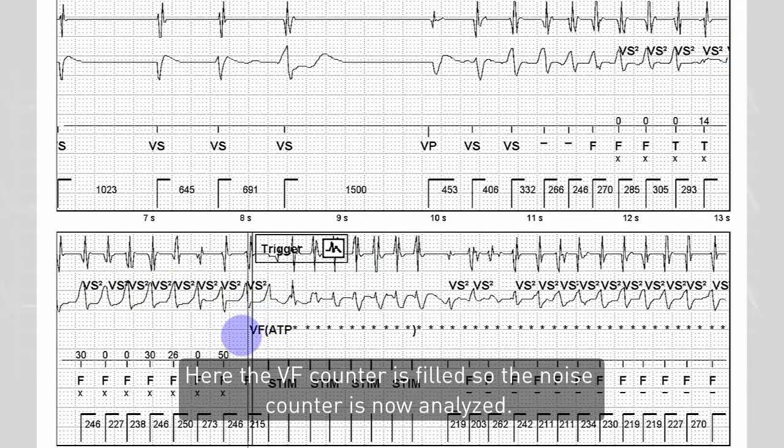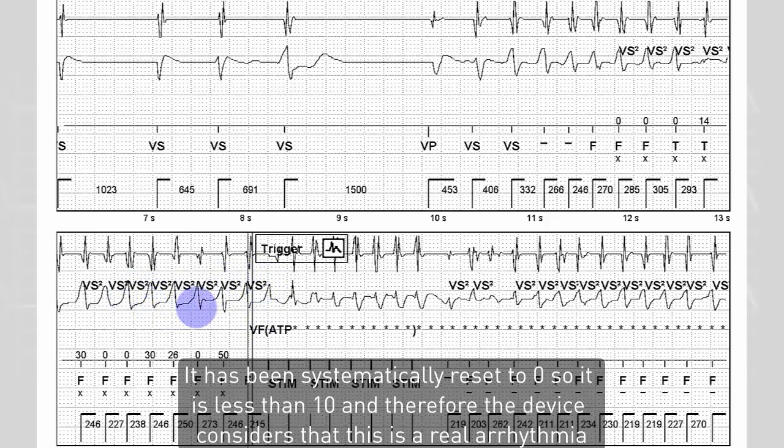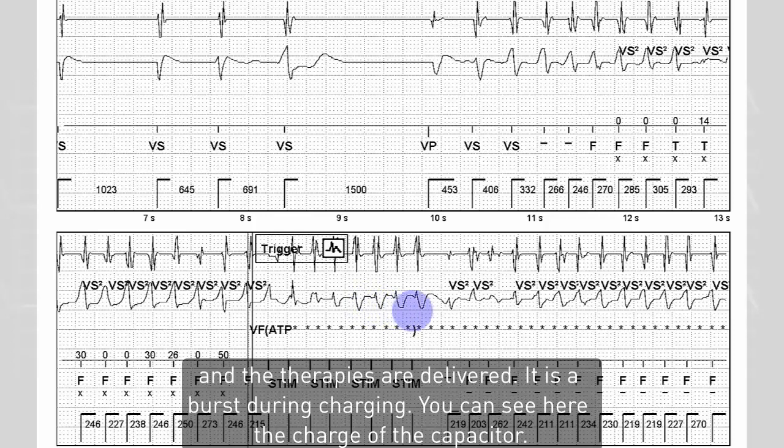Here, the VF counter is filled, so the noise counter is now analyzed. It has been systematically reset to 0, so it is less than 10, and therefore the device considers that this is a real arrhythmia and the therapies are delivered.